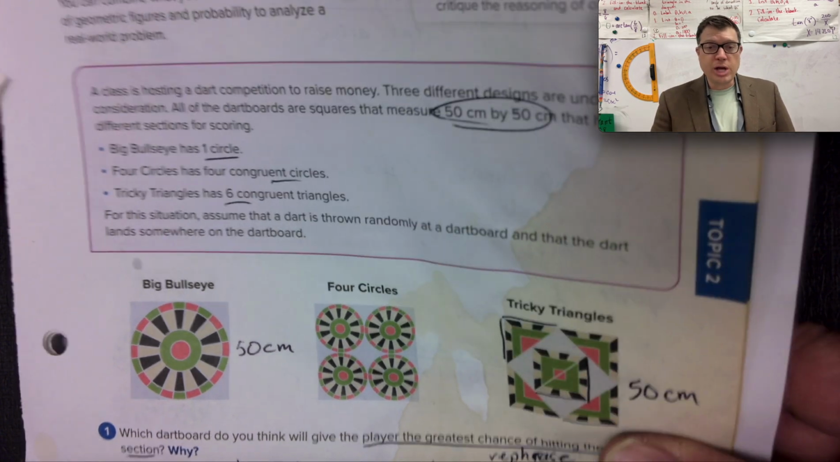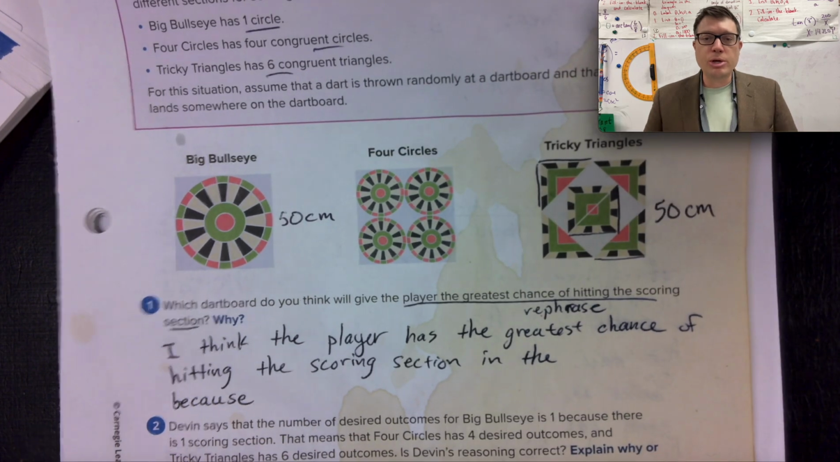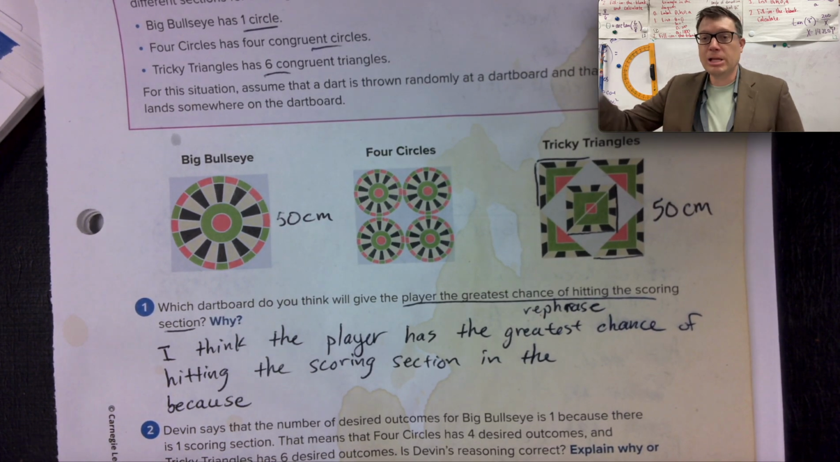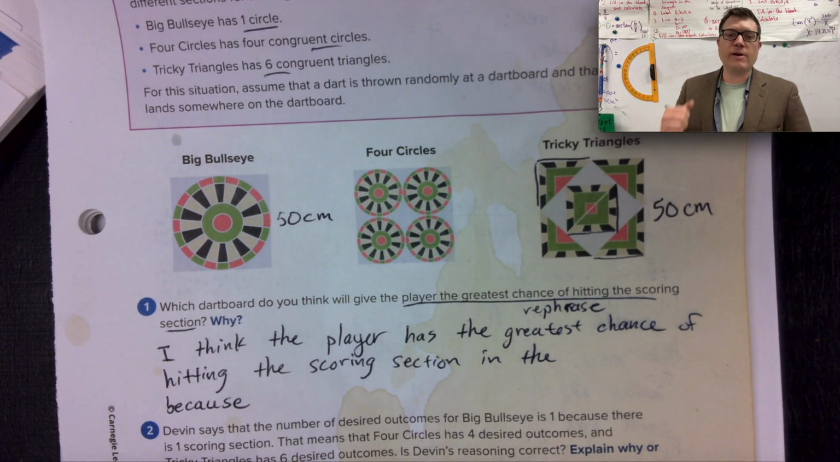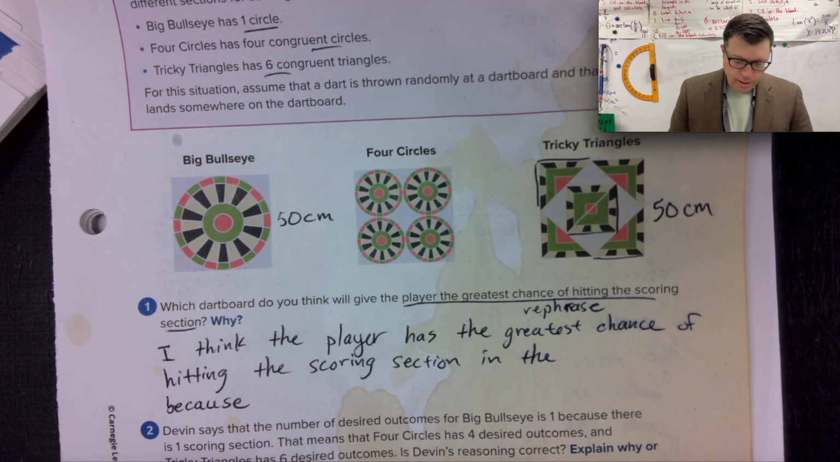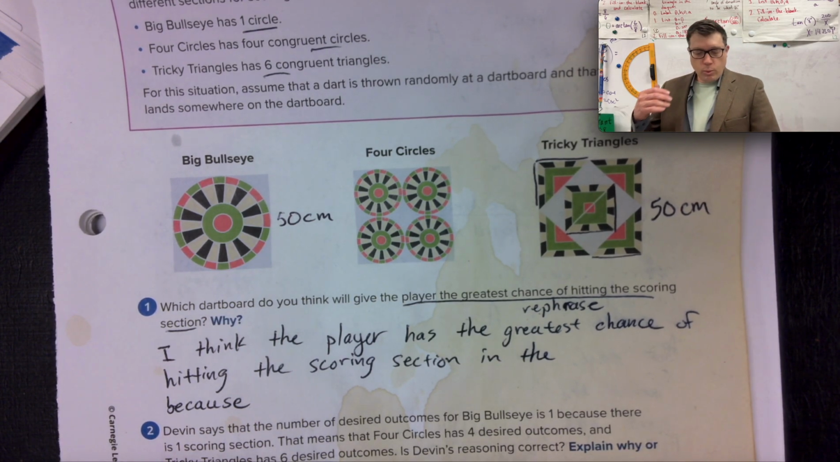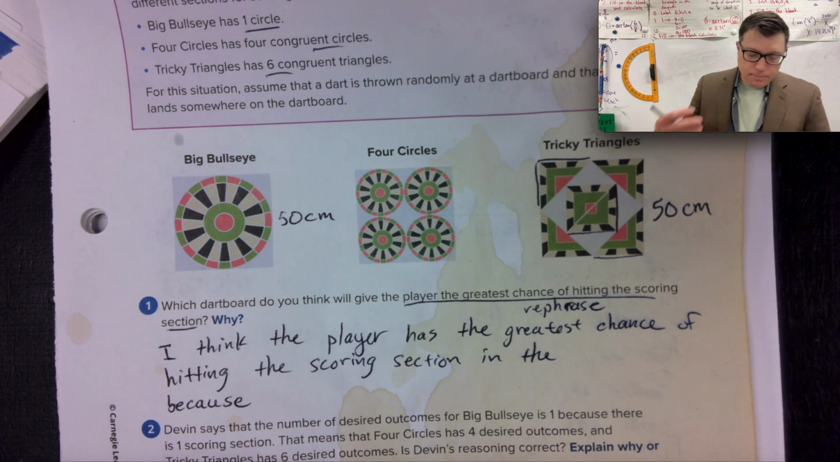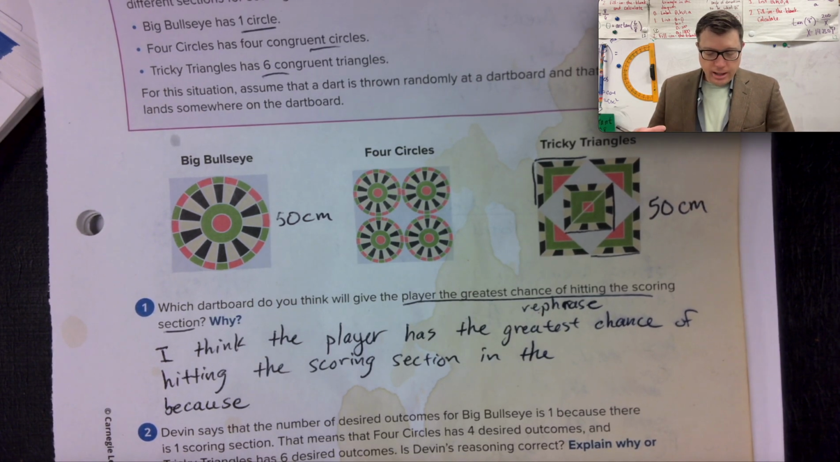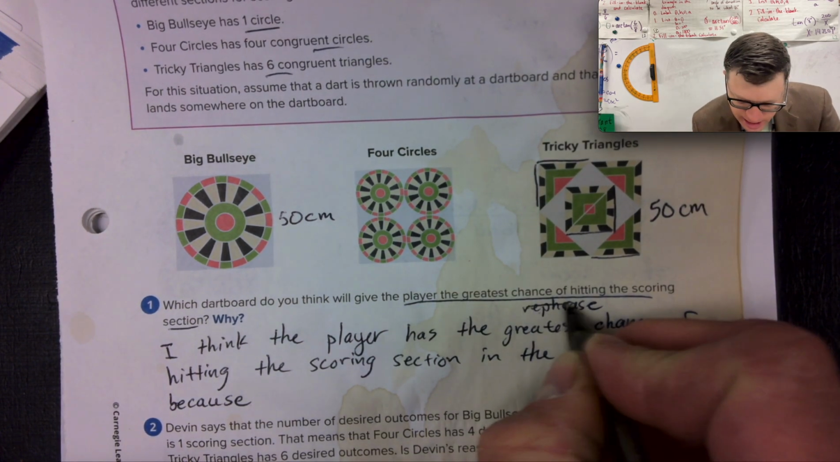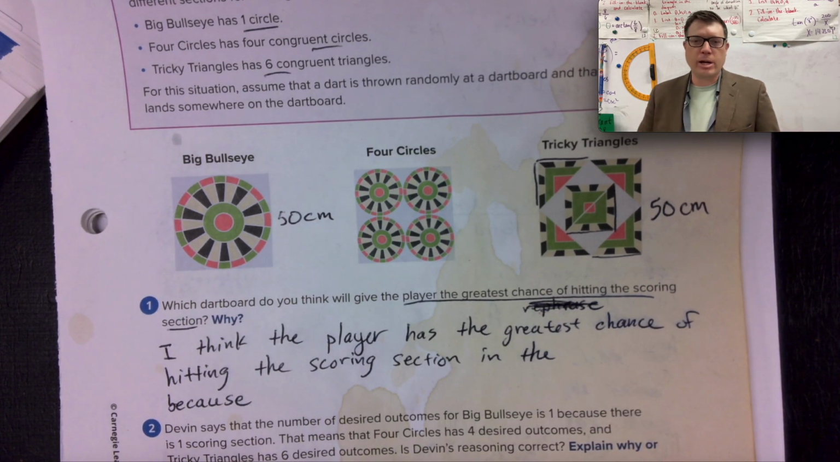So what do you think? Which dartboard will give the player the greatest chance of hitting the scoring section? I was thinking differently about it when I first wrote my notes, but I like the way that I said it.